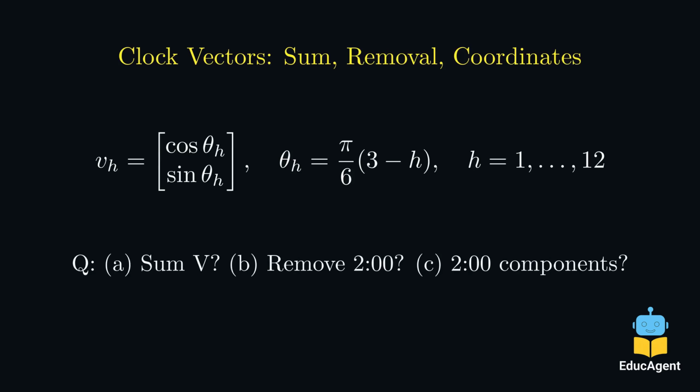Here are the three short questions we'll answer. The total sum of the 12-hour vectors. What happens if we remove the 2 o'clock vector? And the x and y components of the 2 o'clock vector. Take a moment. Can you see any symmetry that might make the sum simple? If not, don't worry, you'll get the satisfying explanation shortly.